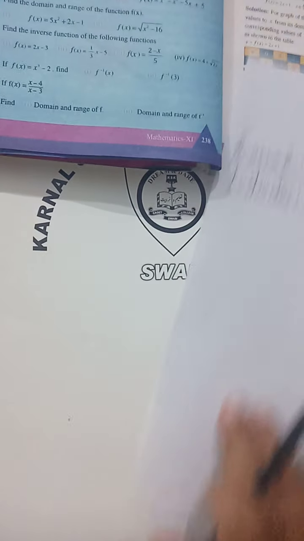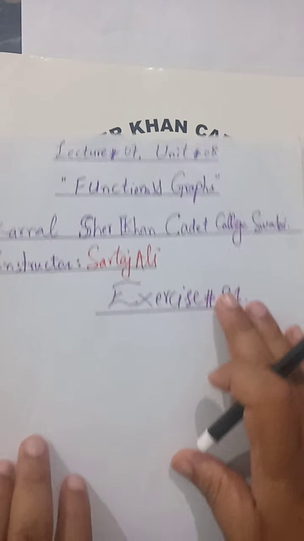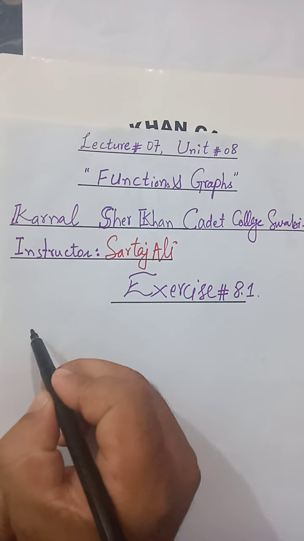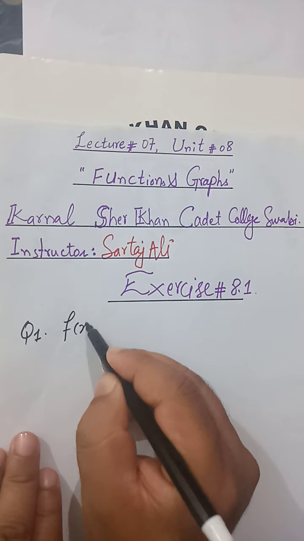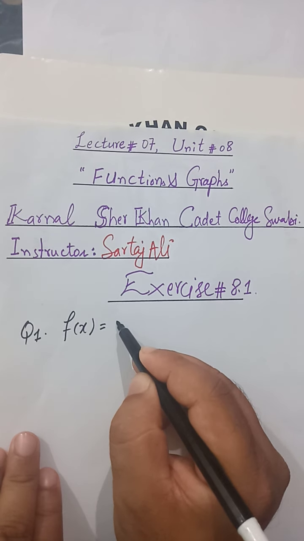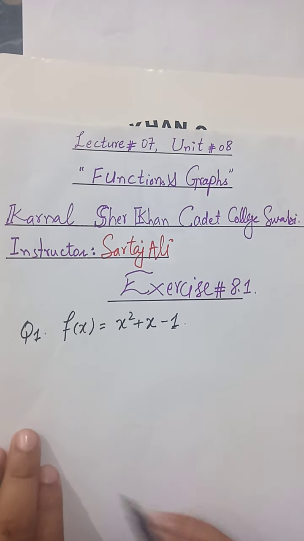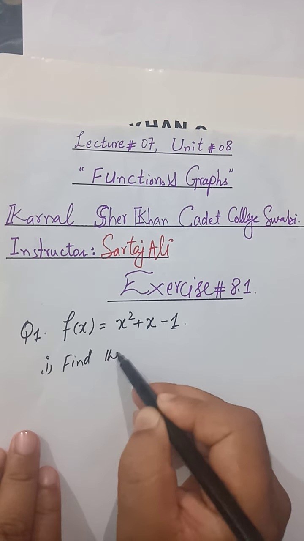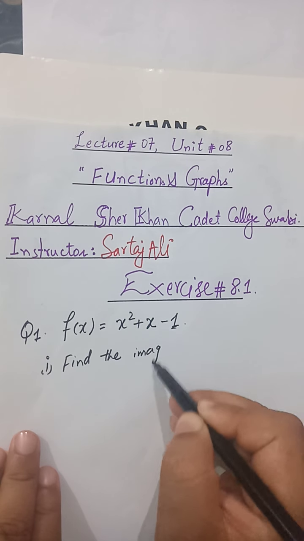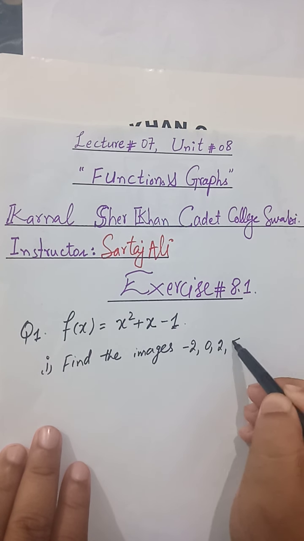Part number 1 of question number 1: the given function is f of x is equal to x square plus x minus 1. This is my given function. In part number 1, find the images of -2, 0, 2, 5.